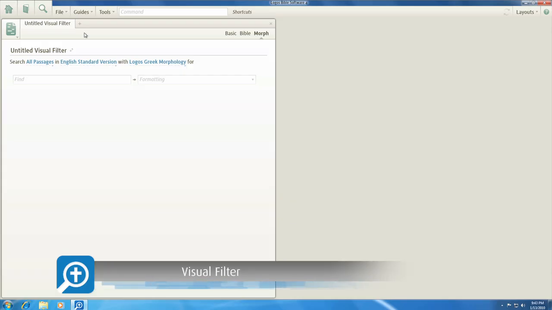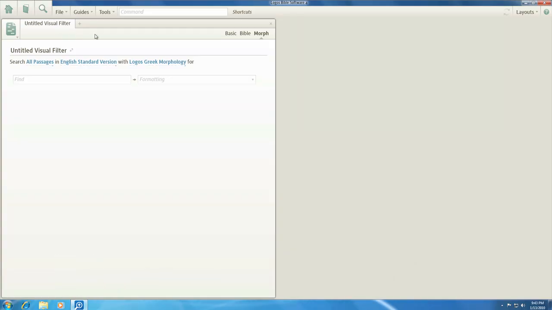Okay, so in order to see the nouns and pronouns that are singular and plural, along with the verbs, we want to set up a visual filter. Go up to File, and then Visual Filter. Make sure that you have Morph selected here, and let's name this, abbreviate it, Singular and Plural VF, for Visual Filter. And let's keep the range all passages, the resource ESV, and the morphology Logos Greek morphology.